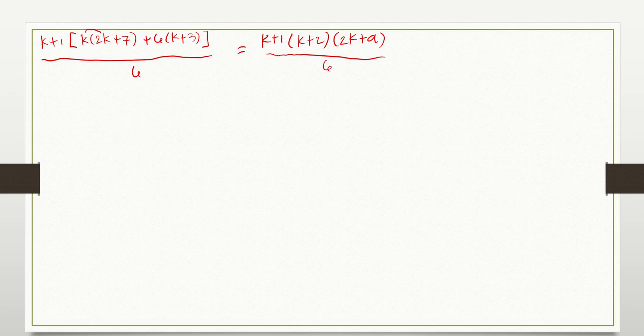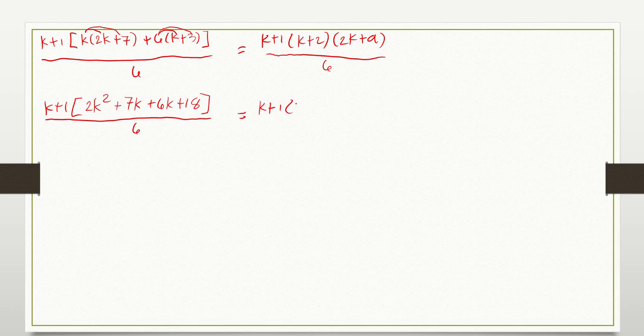So again, going back, we are going to distribute, and then combine afterwards. Copy k plus 1, then k times 2k is 2k squared. K times 7 is equal to 7k, plus 6 times k is 6k, 6 times 3 is 18, all over 6. And then you copy the right side, k plus 1, then k plus 2, 2k plus 9. There you go, all over 6.